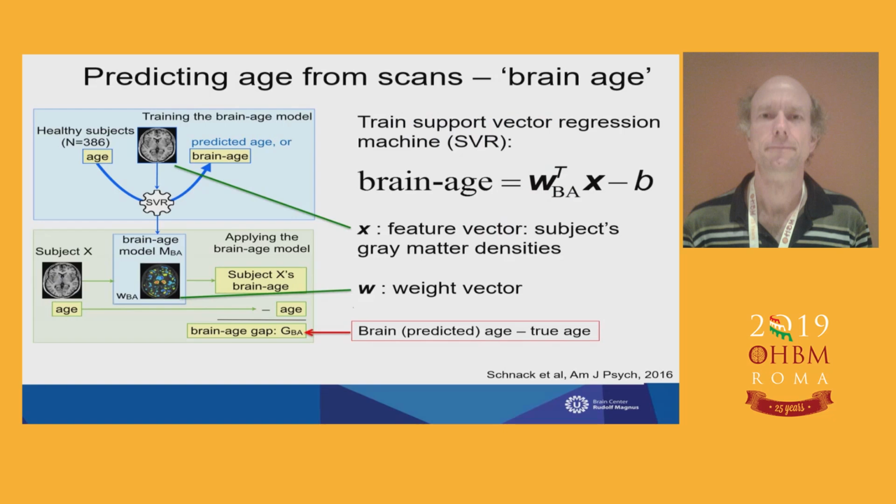You start with a large bunch of healthy subjects of whom you have brain scans and their age, of course, and you train, in our case, a support vector regression machine to predict their age, and you obtain a brain age model. You can apply that to new subjects' scans to predict their age. And you can compare that with their true age, and the difference is called the brain age gap. And the idea is that that is informative of the health of the subject's brain.